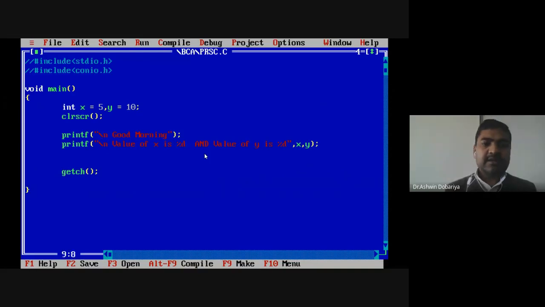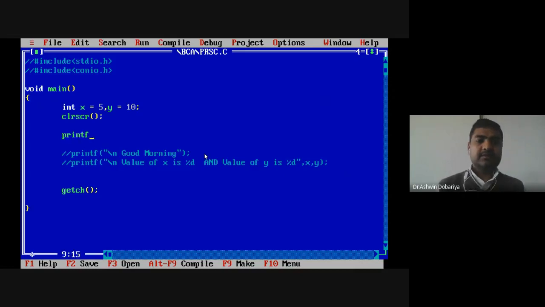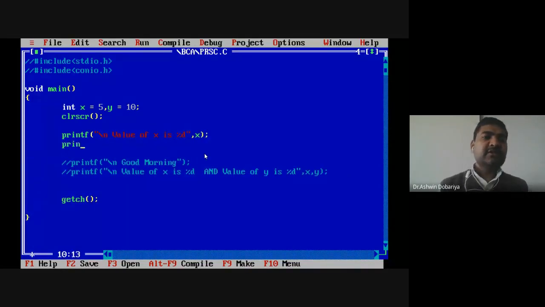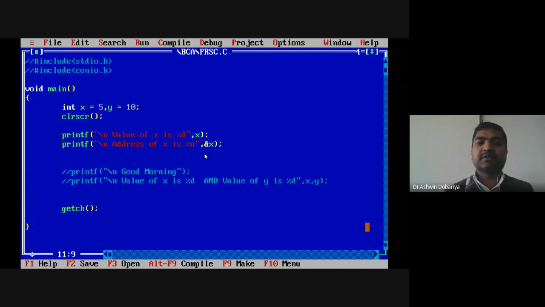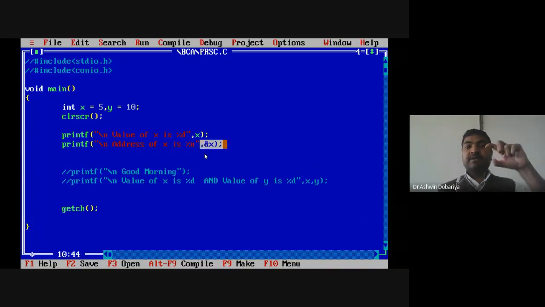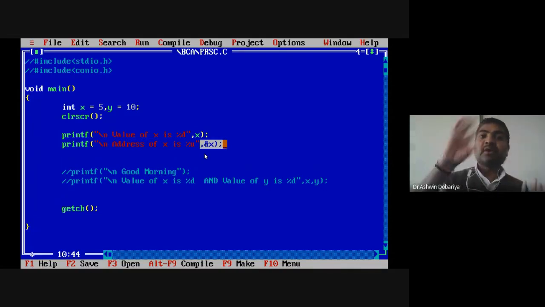Now let's see, there is an issue in that compiler. So again, let's write over here: value of x is %d, and x. It will display the value of x. But if I want to see the address of x, then I have to use %u. And when you want to access an address, then we have to mention ampersand. That's why, if you remember, in the scanf function we mention ampersand. The meaning is that on that particular address I want to store a value. So scanf takes input and stores the value in memory.